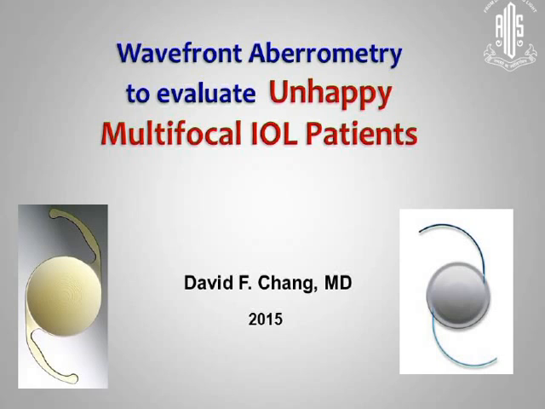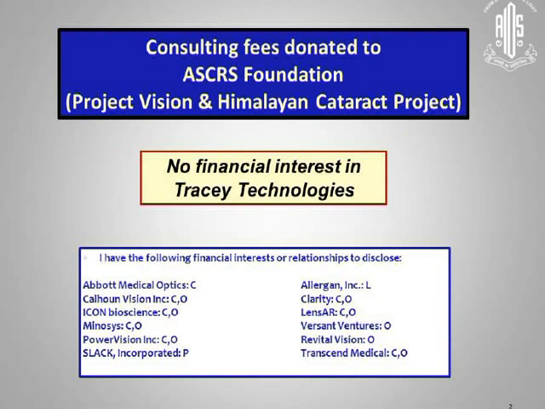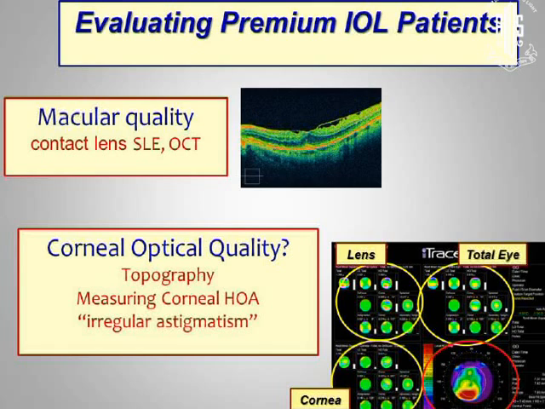So, what is the worst fear that you have when you do a multifocal patient? And by the way, I have no financial interest here. Your worst fear is that you did perfect surgery, and they're 20/20, and they're still unhappy. That is so depressing. And you've heard a lot about the cornea, David.